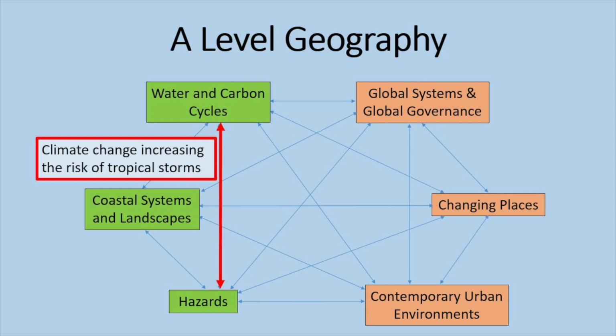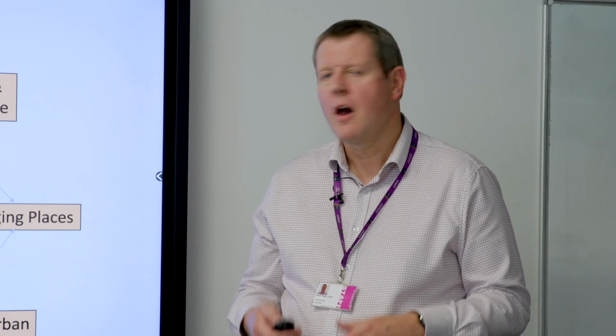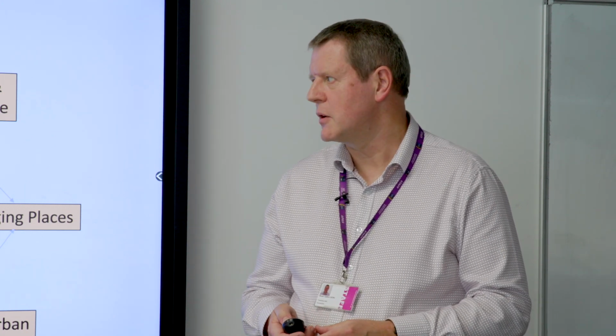But of course, it's ideal if students look at the links between these topics as well as just the topics themselves. So of course, there's a clear link between, in this case, hazards and water and carbon cycles. Hazards, because tropical storms are a direct consequence of our warming climate, and our warming climate is being caused by our interference with global carbon cycles.